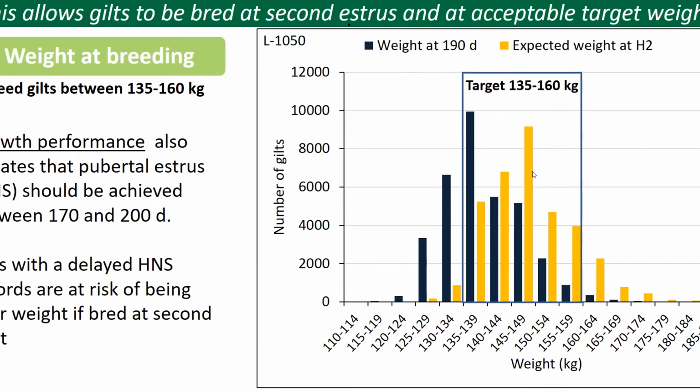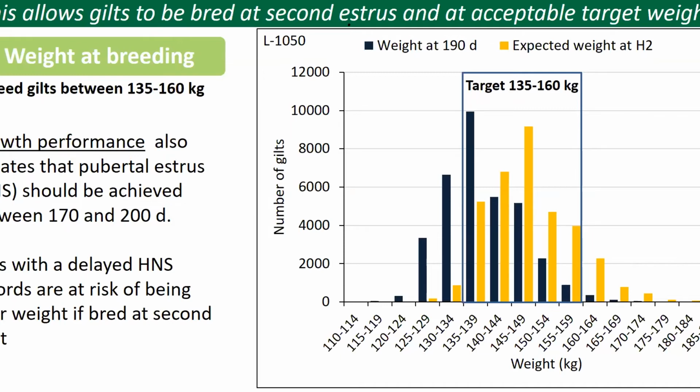But as I just mentioned, we want gilts to be bred at second estrus. So we can even see when gilts are going to be expected to be about 210, 215 days of age, most gilts are still below our target weights. However, as you can see, it's those gilts, those non-select gilts, those late responding gilts, that are going to be overweight if they're bred at second estrus.